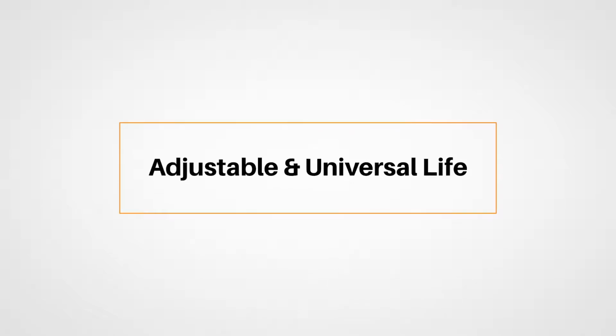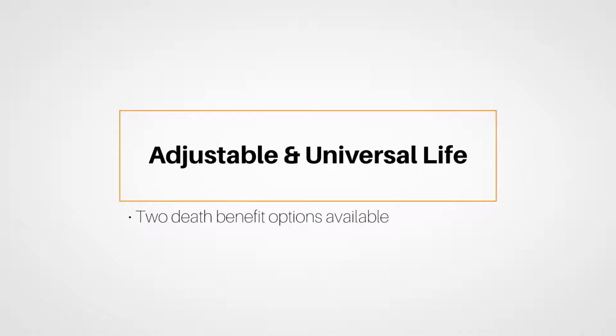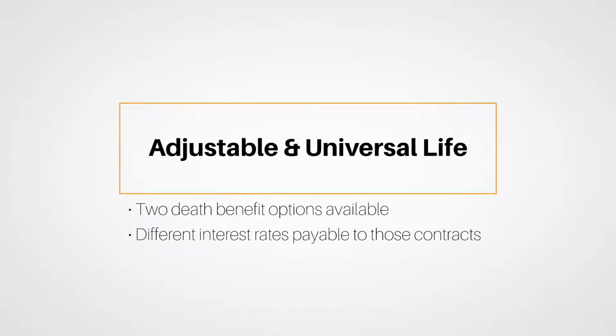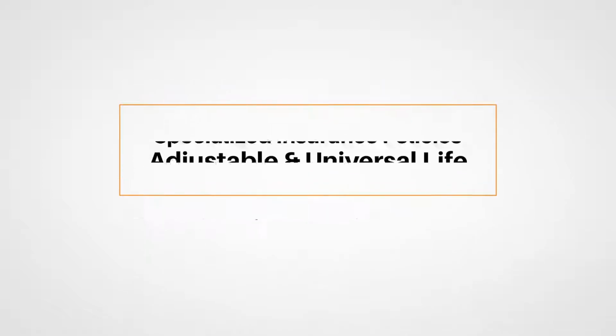We then learned about flexible premium policies like adjustable and universal life. More complicated than ordinary whole life policies, these contracts have attributes that whole life simply does not. Make sure to understand the differences, especially when it comes to issues such as the two death benefit options available in a universal life policy, the different interest rates payable to those contracts, and how a policy owner can change certain terms of these policies.